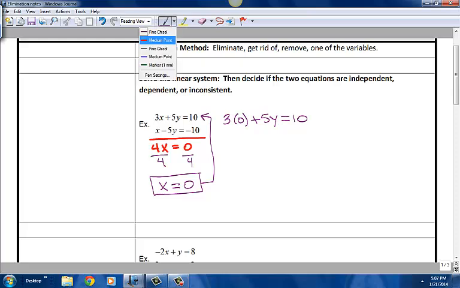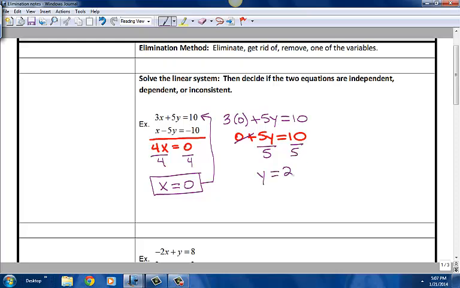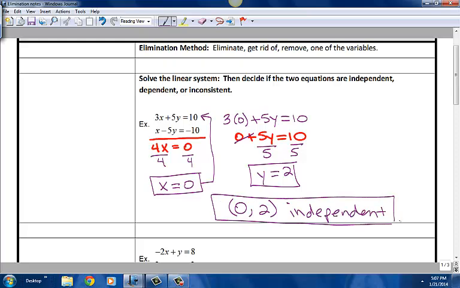Now I just solve for y because, again, I only have one variable left to deal with. 0 plus 5y. The 0 doesn't mean anything, right? So I can simply divide that 5 off, and I'll be left with y equals 2. Now I have a whole answer. (0, 2) is my final solution. Since there's only one solution, I can say that it's independent. And that's pretty much all there is to it.